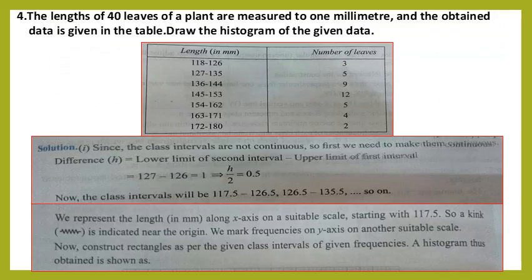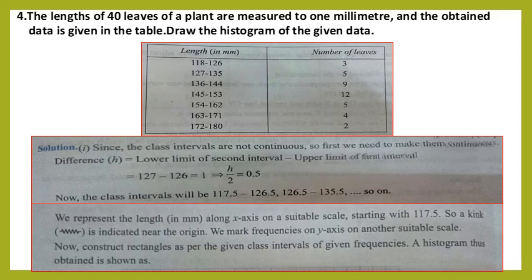Question number 4. The lengths of 40 leaves of a plant are measured to 1 millimeter and the obtained data is given in the following table. Draw the histogram of the following data. In the given table, in the first column, we have the lengths of the leaves in millimeter, that is the class intervals are given. In the second column, the number of leaves of each class are given, that is the frequencies are given. The given class intervals are not continuous.